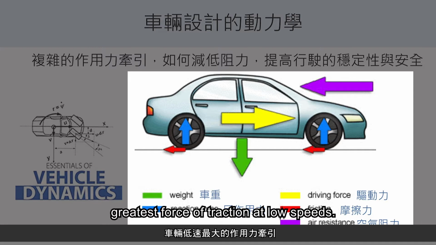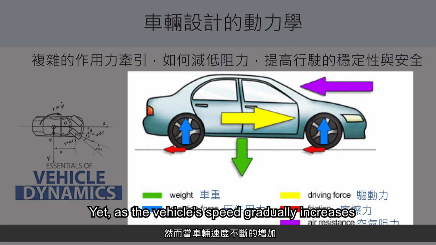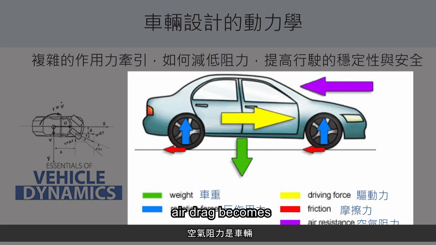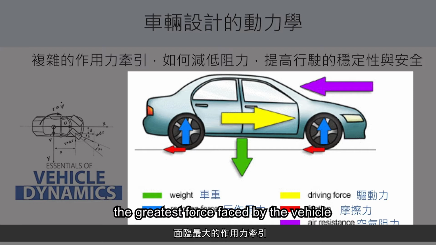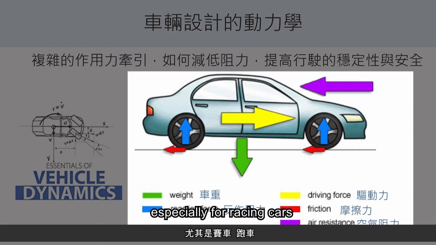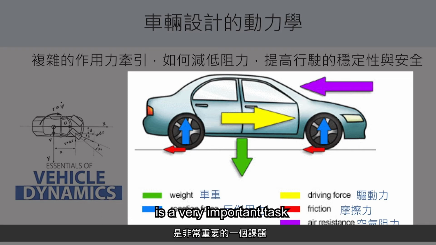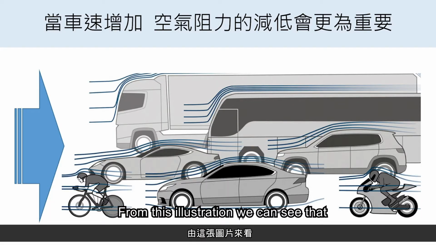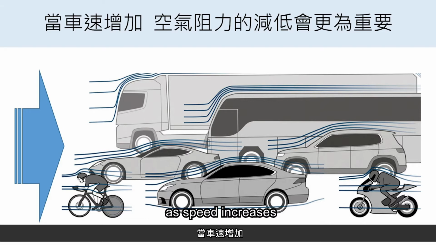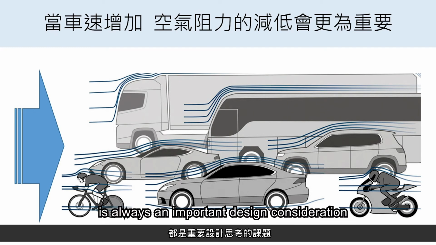The rolling resistance is the greatest force of traction at low speeds. Yet as the vehicle's speed gradually increases, air drag becomes the greatest force faced by the vehicle. In vehicle design, especially for racing cars, the reduction of air drag for the sports car is a very important task. From the illustration, we can see that as speed increases, the reduction of air drag becomes more important, whether it is a truck, a sports car, or any kind of vehicle on land. The reduction of air drag is always an important design consideration.